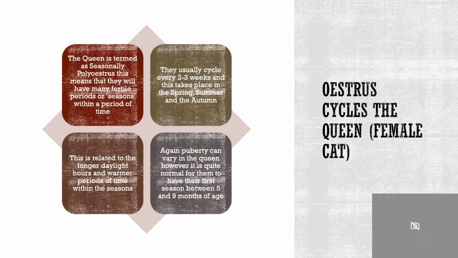The estrous cycle of the queen. We term the queen as being seasonally polyestrous. This means that it will have many fertile periods or seasons within a period of time. They usually cycle every 2 to 3 weeks, and this takes place in spring, summer and autumn. This is related to the longer daylight hours and warmer periods of time within the seasons. Again, puberty can vary in the queen, however it is quite normal for them to have their first season between 5 and 9 months of age.